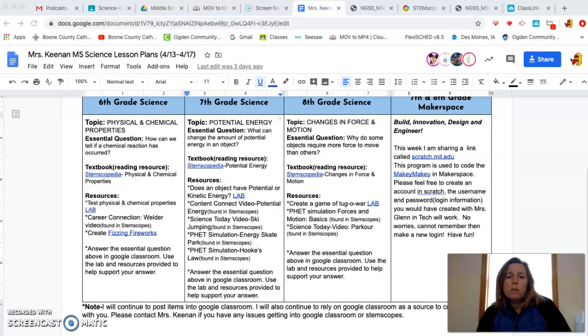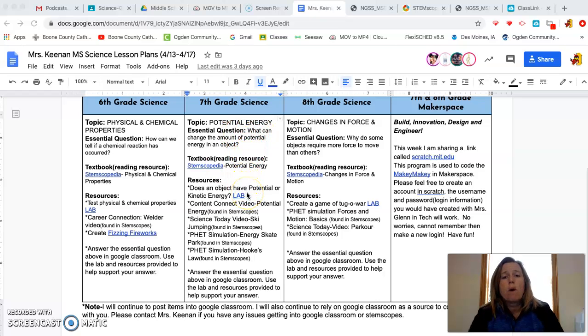So the question that I'm going to prompt to you, you guys can read: what can change the amount of potential energy in an object? And we're going to use the STEMscopedia to launch that discussion or to help you answer this question.